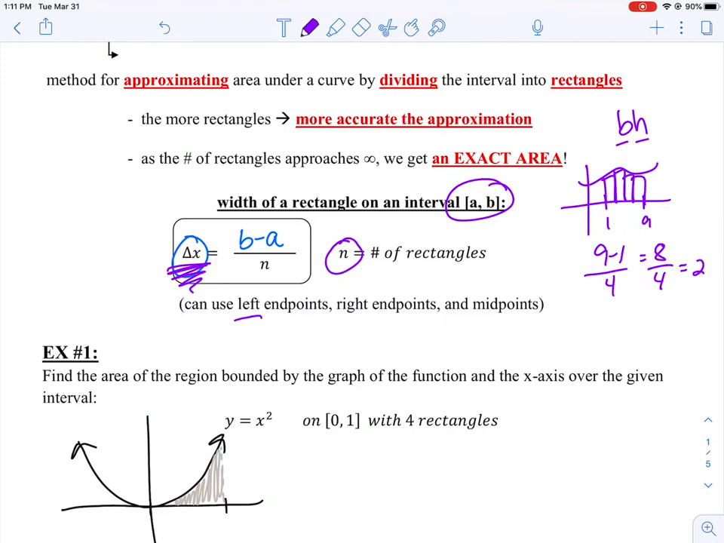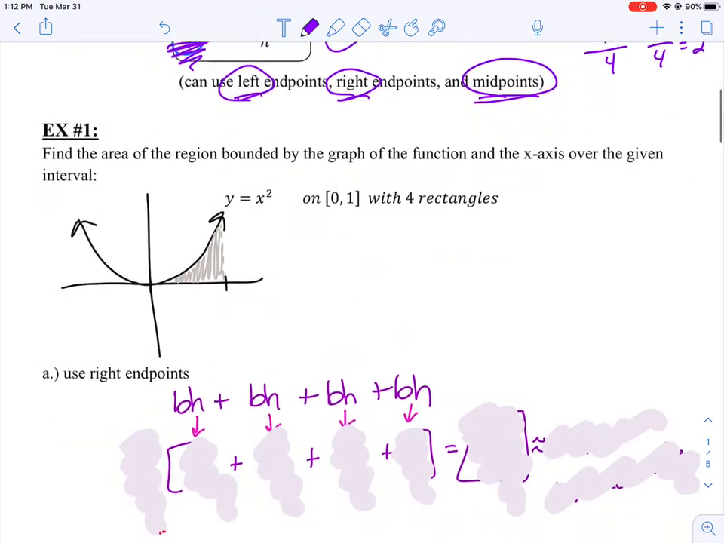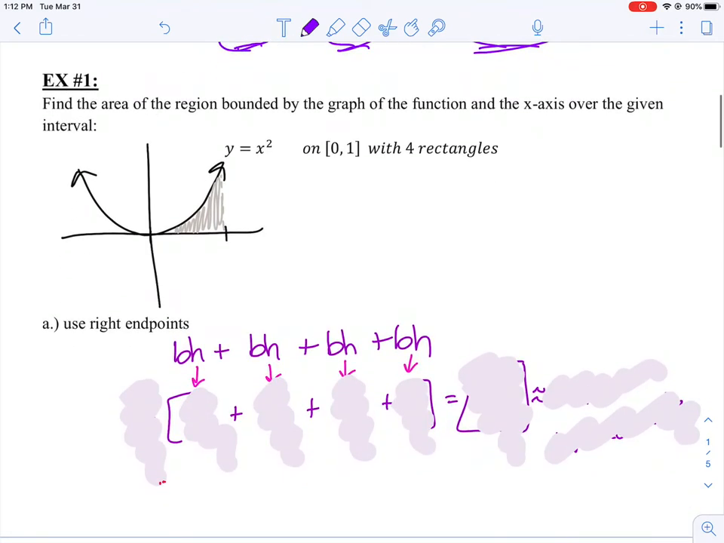When we're doing rectangles, we can do a couple different things. We can use left endpoints, right endpoints, or midpoints, meaning the left endpoint of my rectangle is what's going to touch my function, or the right endpoint of my rectangles are going to touch my function, or the midpoint of my rectangles are the ones that are going to be the same value as my function. Let's do an example of each in example number 1 here.